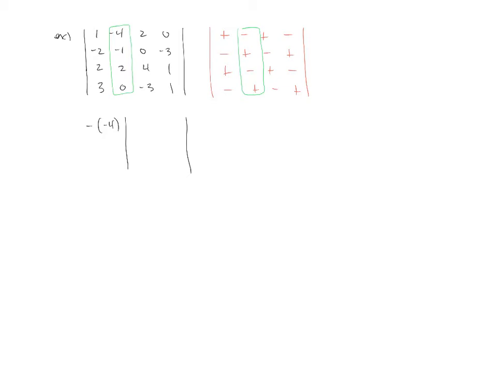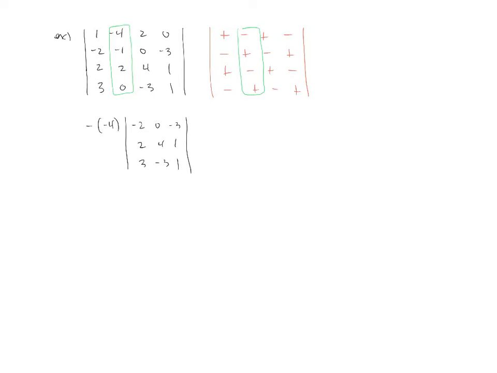If I cross out the row and the column that the -4 was in, you can see I'll have a -2, 0, -3, a 2, 4, 1, and a 3, -3, 1. So let me go ahead and get those off and rewrite. We've got a -2, 0, -3, 2, 4, 1, 3, -3, 1. Okay, now to the next entry.